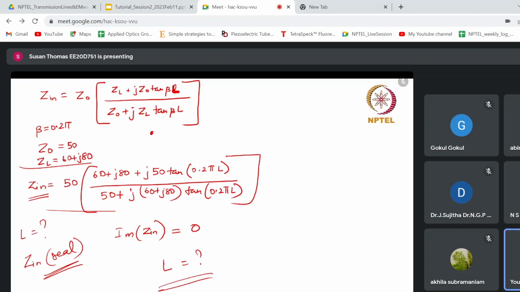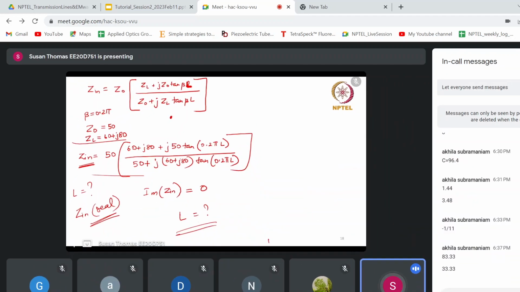To simplify this, we have to expand this expression for Zin and then find out L. I hope all of you can try this and give me an answer for L.